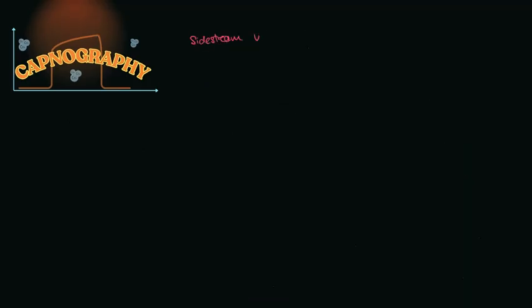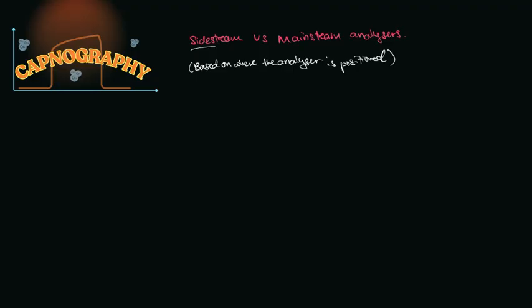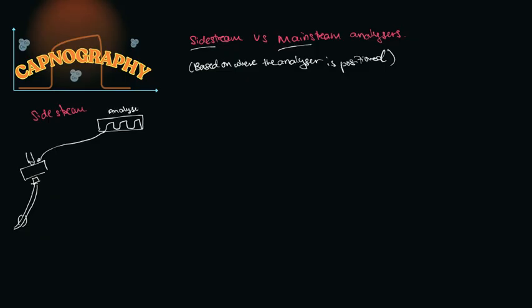Okay, so now let's talk about the analyzers. There are two types of analyzers. We have the sidestream and mainstream analyzers. It is based on where the analyzer is positioned. Sidestream, the analyzer is on the side. It's not in the main airflow. So you have the ETT, HME, and the sampling tube is connected from the HME all the way, brought to the side to the analyzer. That is why it is called a sidestream.